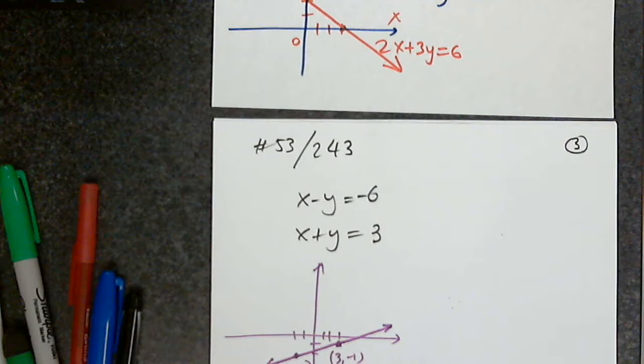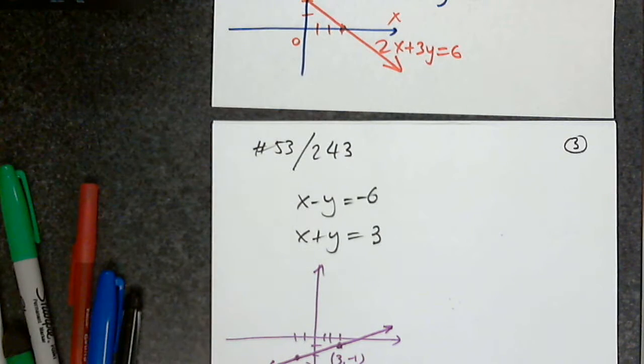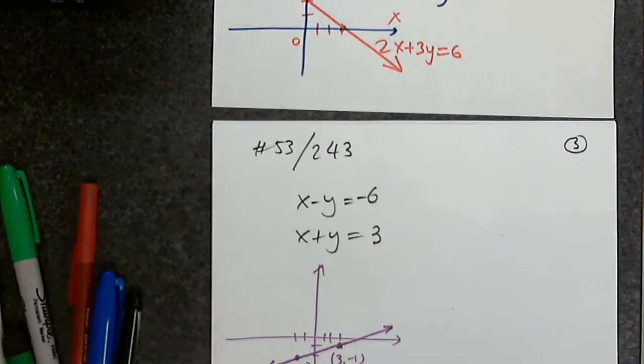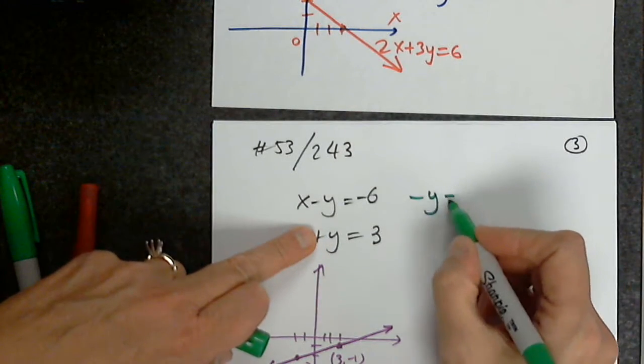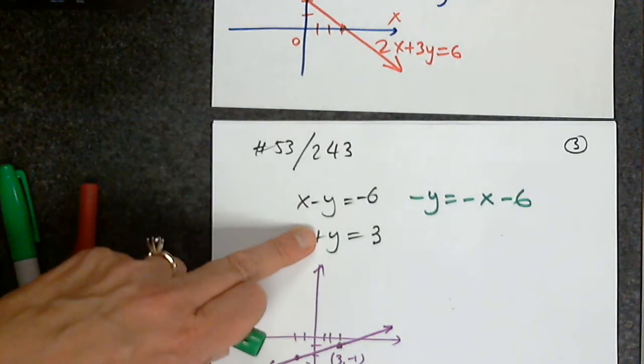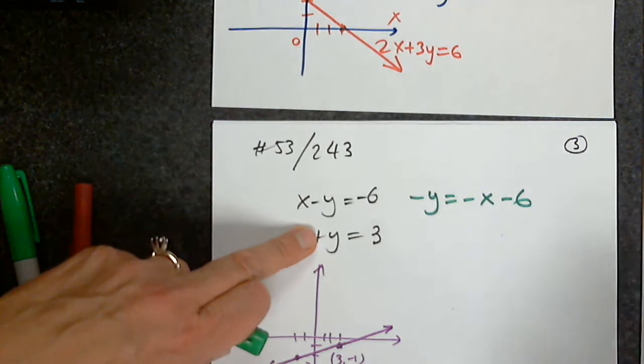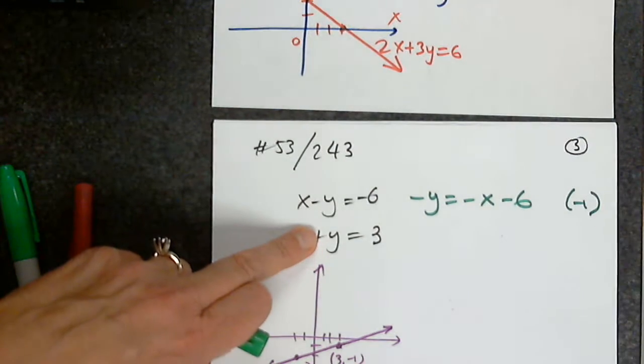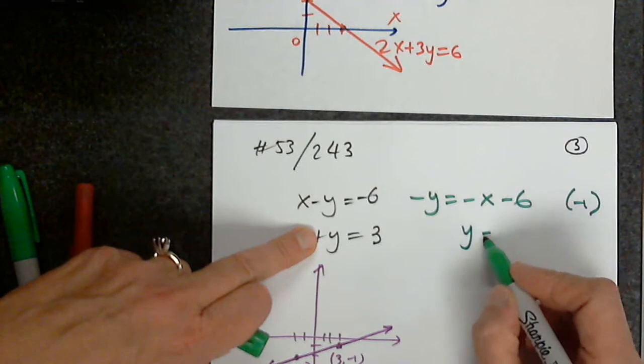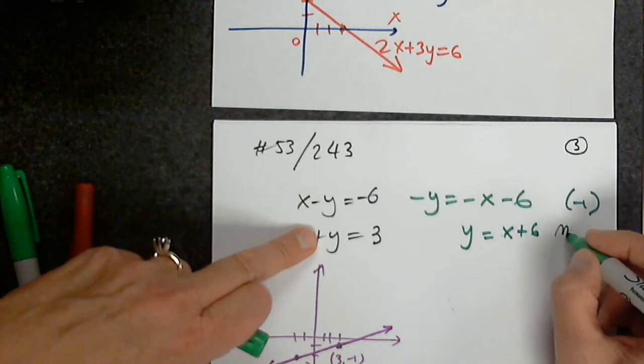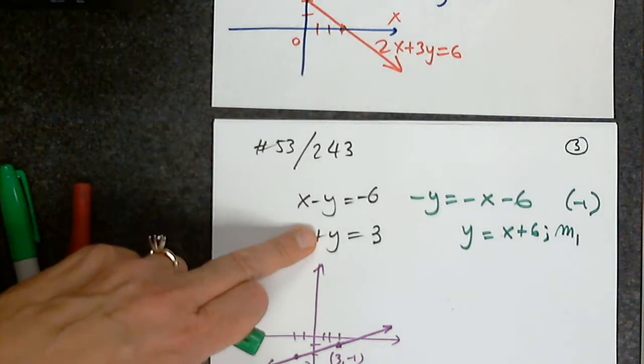Can anyone identify or tell us anything about these two lines? How do I know they are perpendicular and what do I have to do? I have to solve for y to find the slope. Very good. So -y equals -x minus 6. I will multiply or divide by -1. And I get that y equals x plus 6. What is the slope of the first line then? Very good.